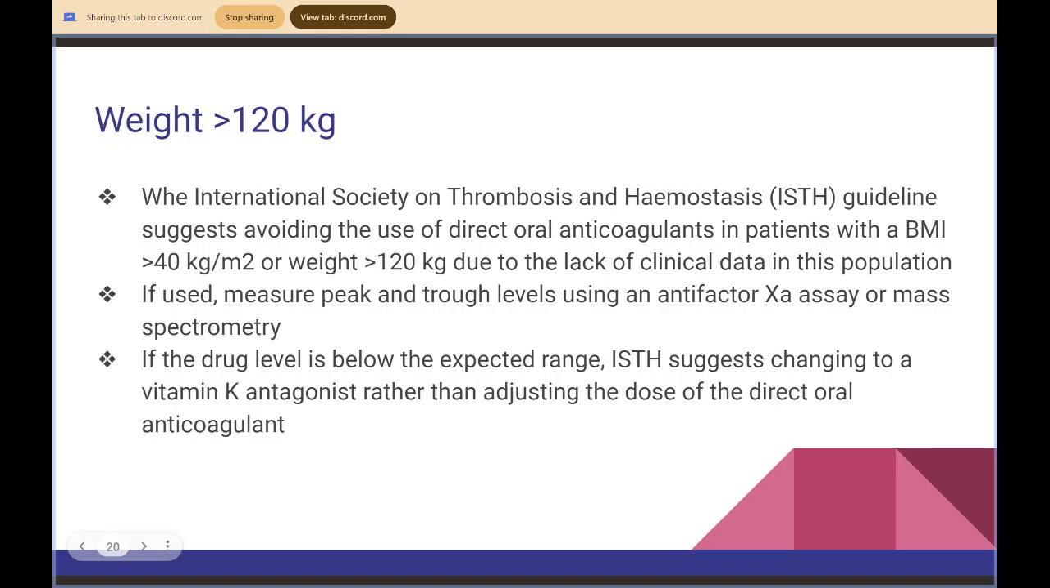All right. While you're answering that question, let's talk about weight greater than 120 kilograms. Due to the lack of clinical data in this population, if the BMI is greater than 40, you're suggested to avoid using DOACs. If you do have to use them, measure peak and trough levels using anti-factor Xa assays or mass spectrometry. And if the drug level is below the expected range, change to a vitamin K antagonist. Good job on the Biaxin.